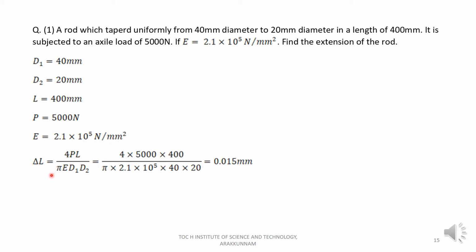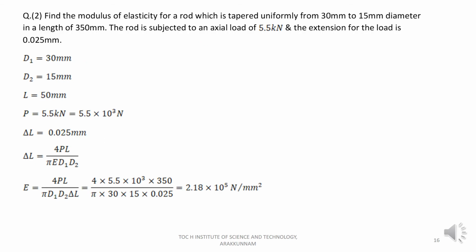So just substitute in the equation delta L is equal to 4PL divided by pi E D1 D2, where P is equal to 5000 Newton, L is equal to 400, E is 2.1 into 10 raised to 5 Newton per mm square, D1 is 40 mm and D2 is 20 mm. And finally you will get delta L is equal to 0.015 mm.